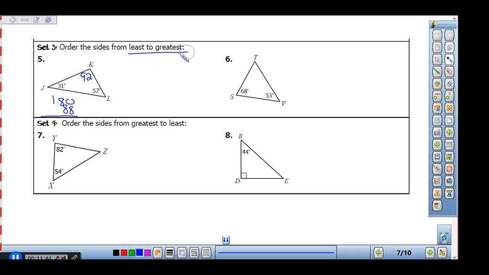Okay, so least to greatest, what's my smallest angle? J, so my side across from J is KL. Then KJ or JK, because it's across from L. And then my longest one is going to be JL.